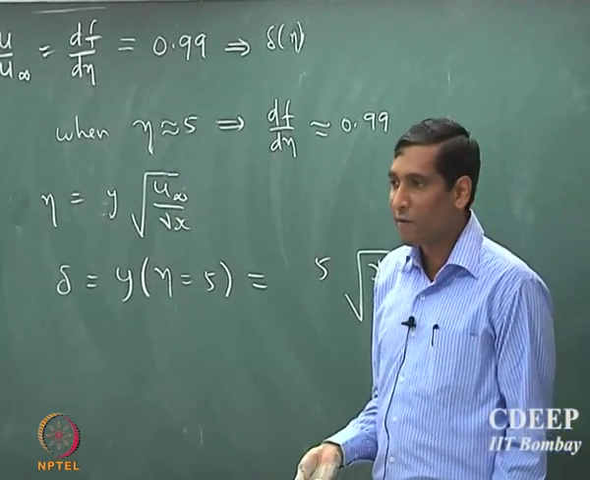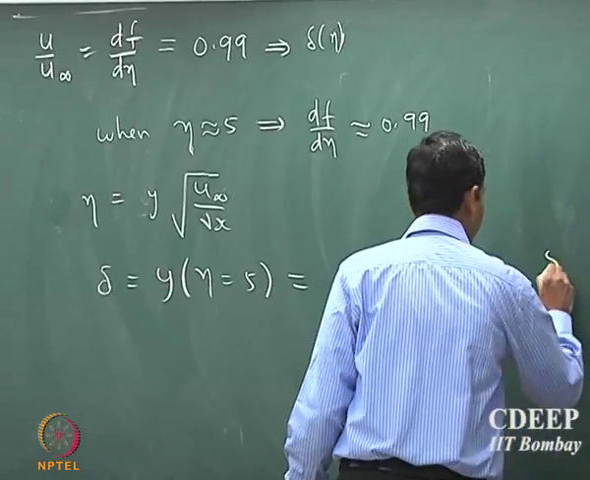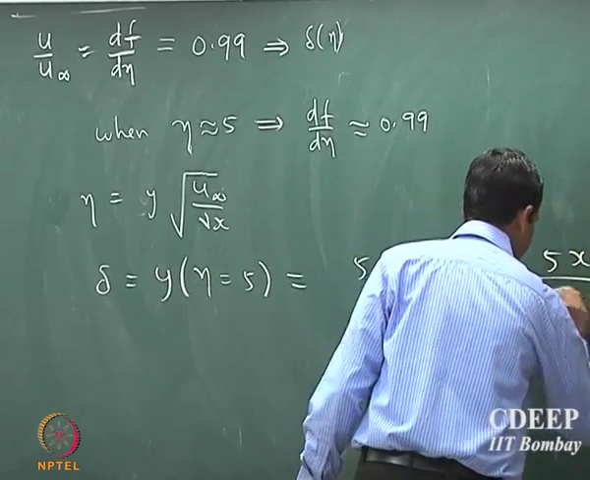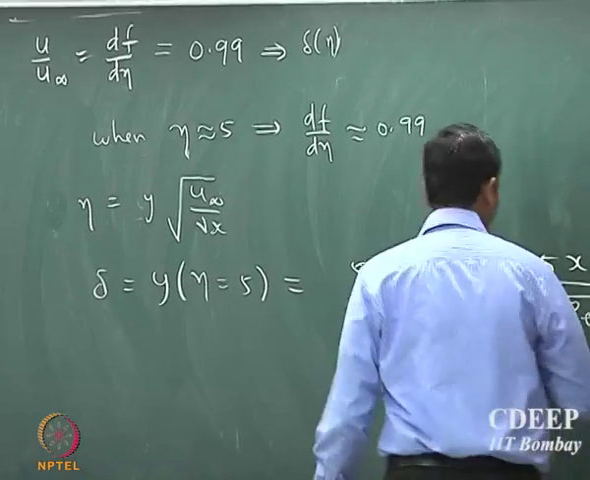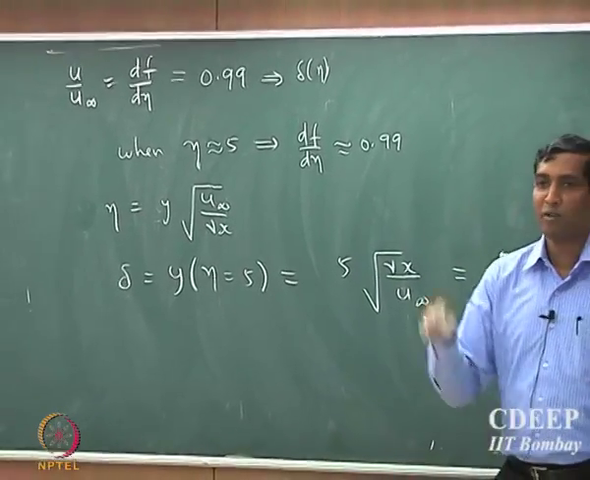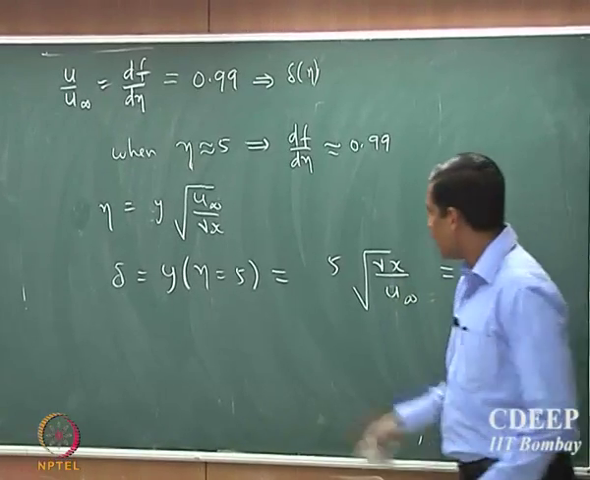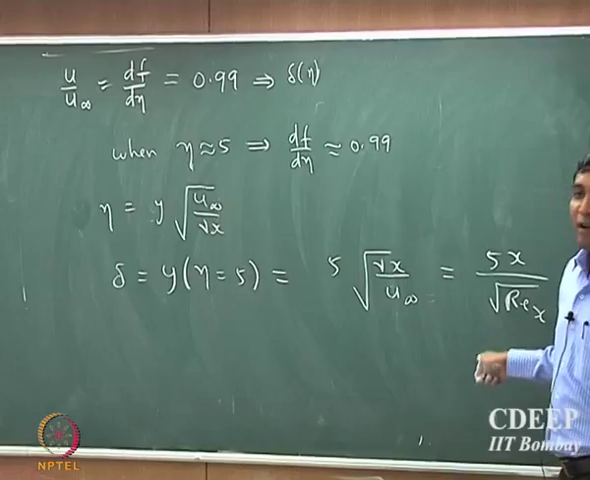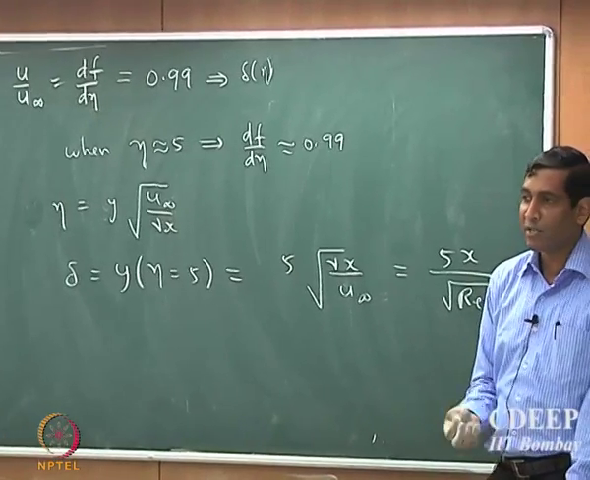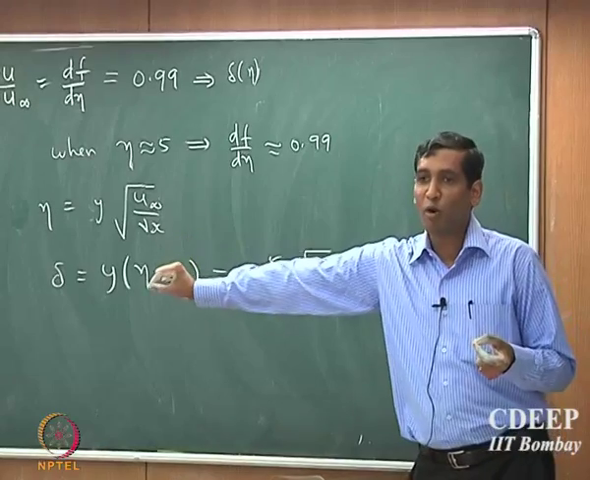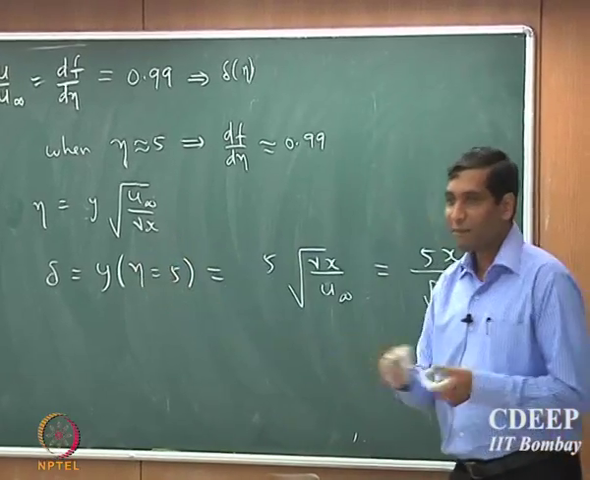It's x by square root of Reynolds number, right? So this is 5 into x by square root of the local Reynolds number defined based on the corresponding location. So the boundary layer thickness, now you've got an expression for boundary layer thickness as a function of the x coordinate. So that's very nice.